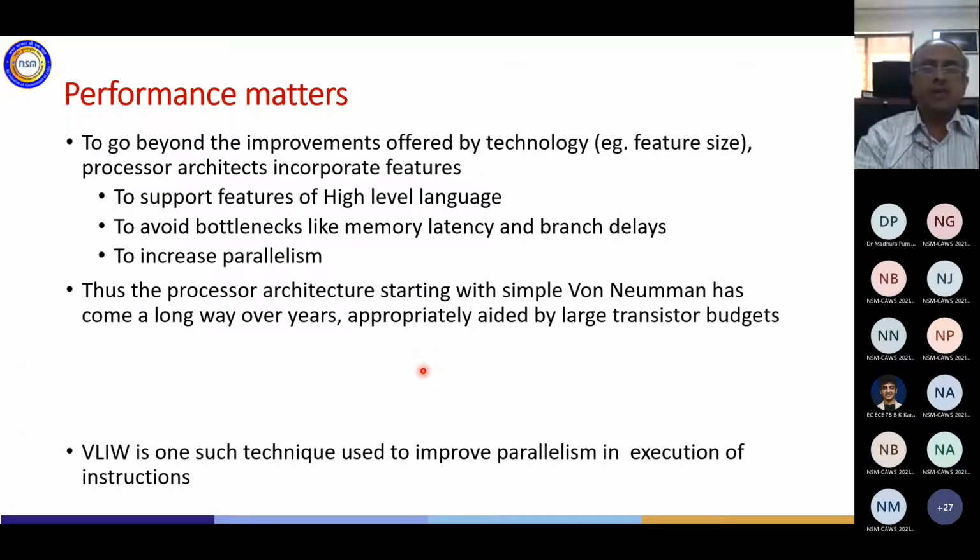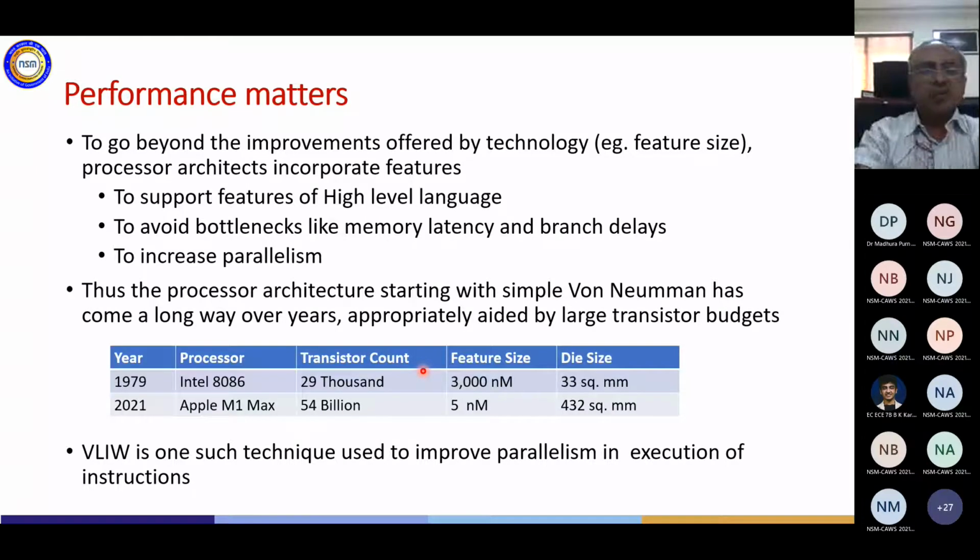And I cannot stop myself from repeating that there have been transistor budgets which have been aiding it, and improvements in VLSI design technologies have fueled these improvements in technology. And VLIW is one such technique that is used to improve parallelism while executing instructions. Okay, so here is one table that tells how things have improved.